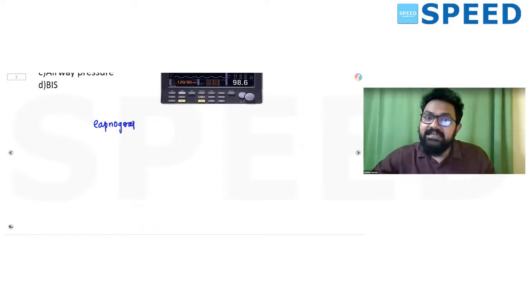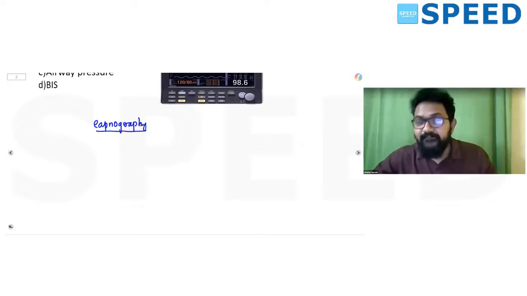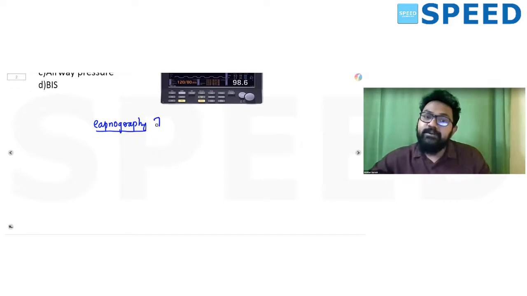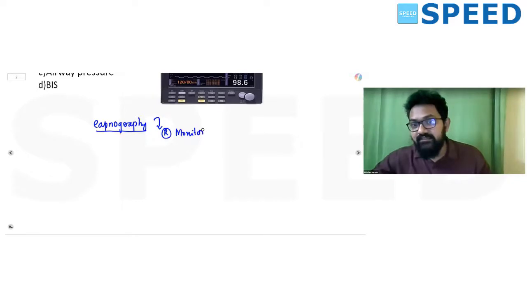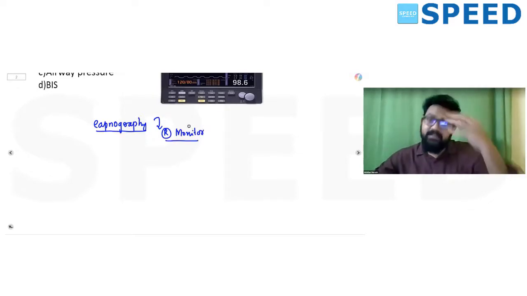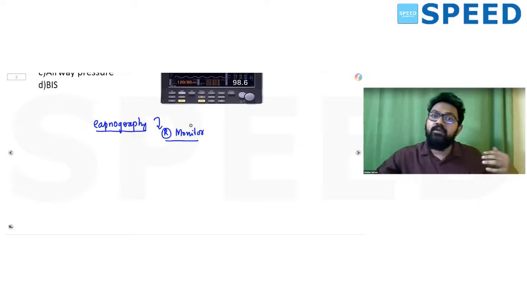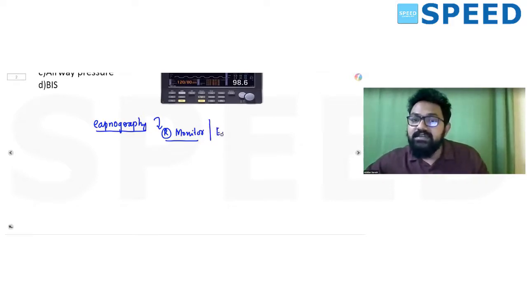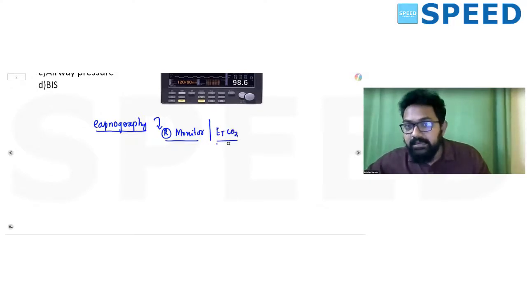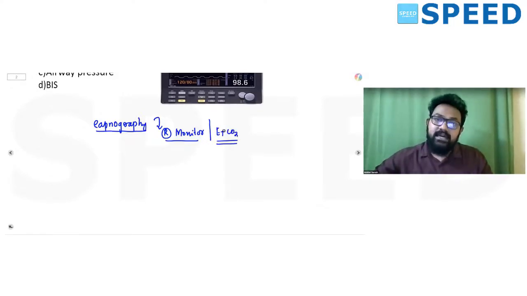So capnography is a respiratory monitor. The first and foremost thing that you should understand is that it is predominantly a respiratory monitor. Now, when you are giving anesthesia, you can monitor so many things, like the patient's cardiovascular system, the patient's respiratory system, the patient's temperature, etc. So capnography is something which will be included in the main category called respiratory monitor. And what does it measure? It measures a value which is called end tidal carbon dioxide.